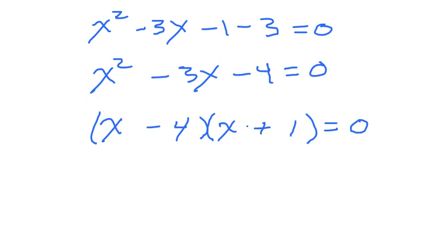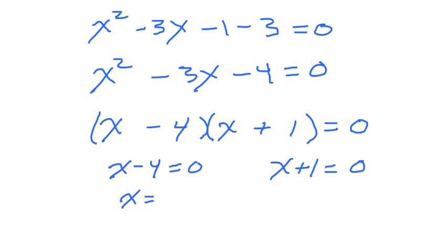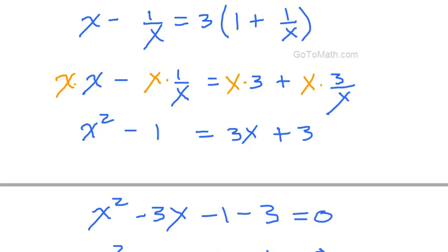Okay. So we go ahead and take both these linear factors, set them equal to 0, and solve for x. So we have x is equal to 4. That's a possible solution. And x equal to negative 1, possible. It's just possible. So let's take a look at this.